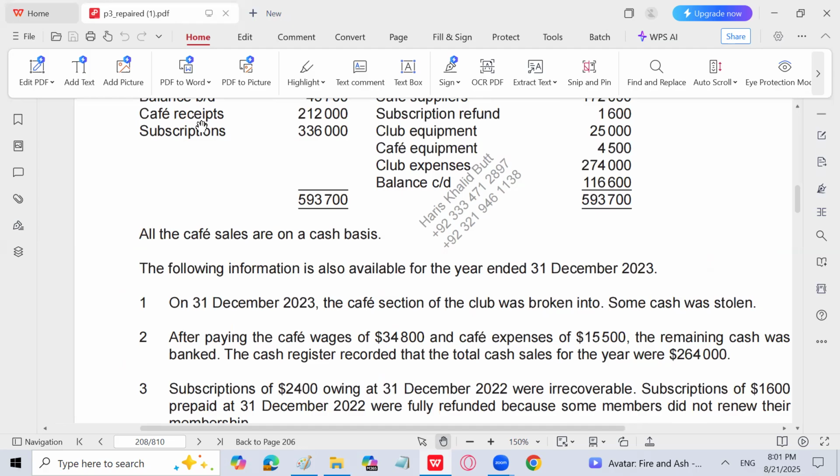It means that of the amount of total cafe sales, some amount has been submitted to the bank, and that is these cafe receipts banked. The cash register recorded the total cash sales for the year were 2,64,000. Total cash sales are given, which is 2,64,000, out of which we have deposited into the bank 2,12,000. 34,800 we have paid as cafe wages, and 15,500 we have paid as cafe expenses, and the remaining cash has been stolen, which we need to find.